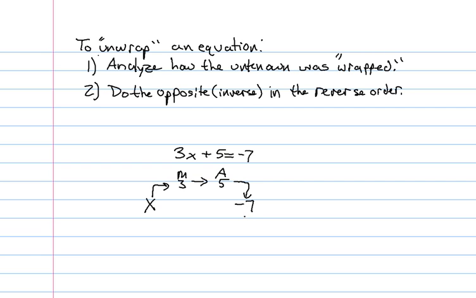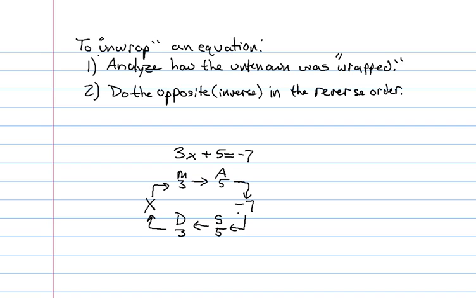Now, to take this out, now that I see how this was wrapped up, I'm going to do the inverse things in the reverse order. So the inverse, or the opposite, of adding 5 would be subtracting 5. And after I subtract 5, then I'm going to do the opposite of multiplying by 3, which would be dividing by 3. And this should tell me who x is.